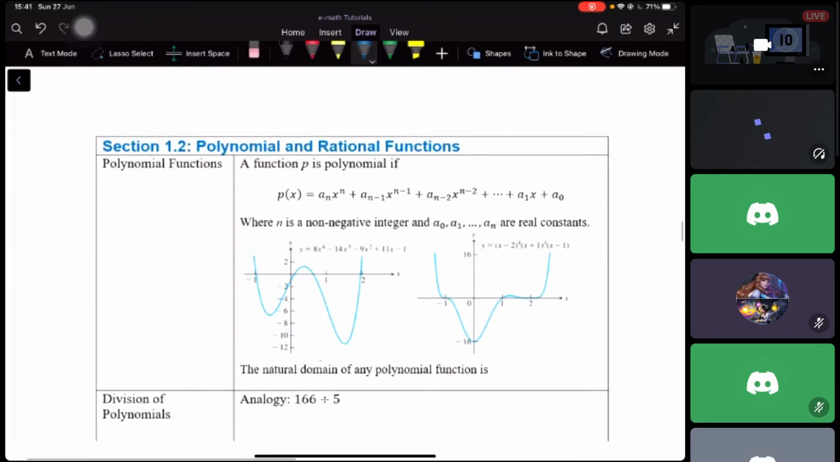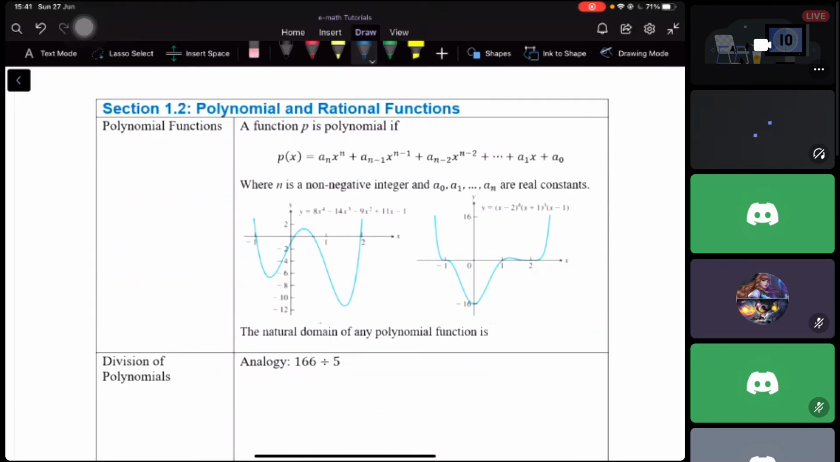Okay, so now we'll proceed with the second section. It's okay if you guys can see my face. Something wrong with my laptop.